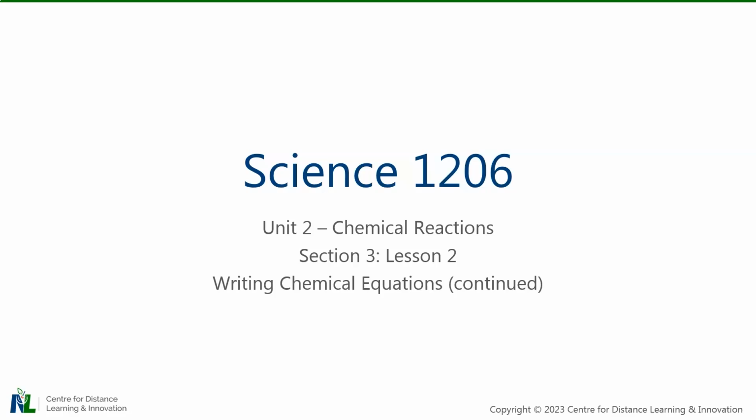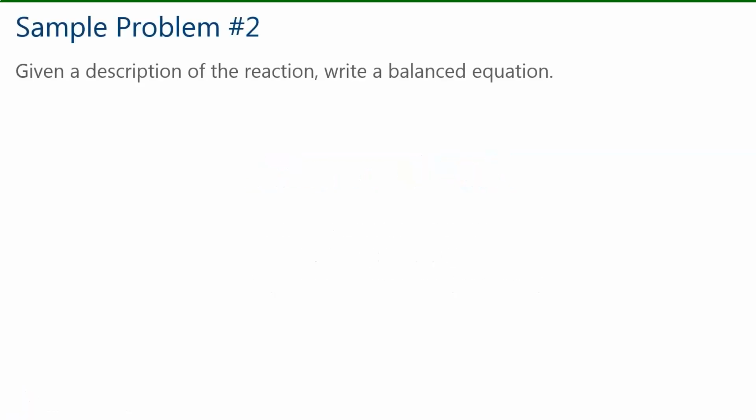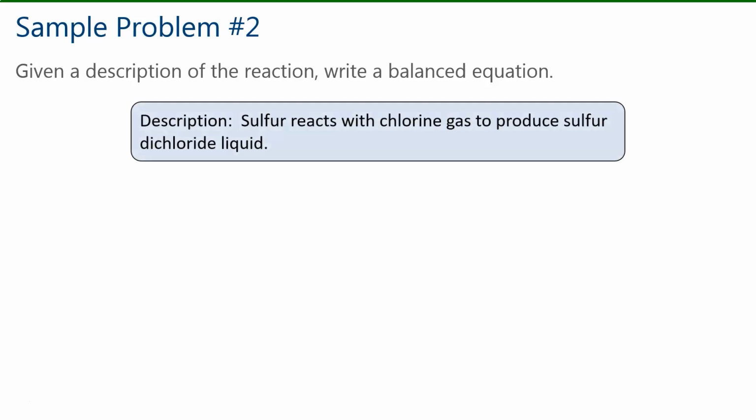Let's get started. In our next sample problem, we're given a description of the reaction, and we need to write a balanced equation. Here's our description. Sulfur reacts with chlorine gas to produce sulfur dichloride liquid.